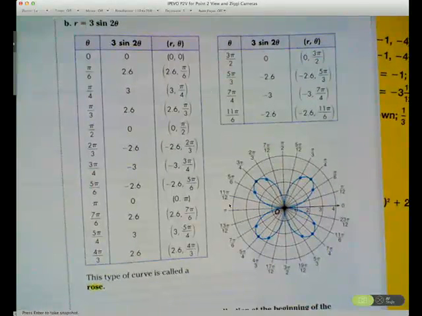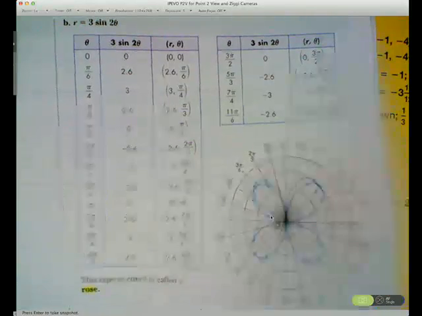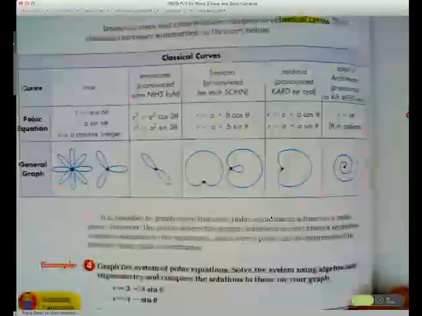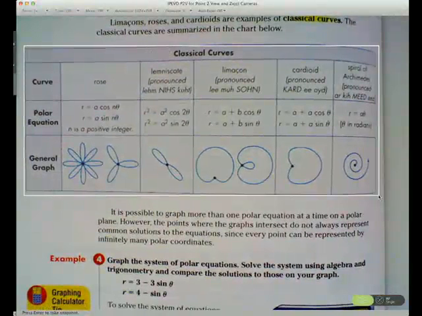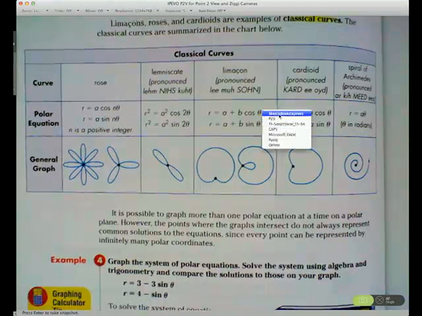So there are actually all sorts of different shapes that you can get as well. Here's another one. This is called a rose. And then there's actually a variety of different classical curves that you can get here, which I'm going to snapshot and bring right into my notes. This is a very nice table.